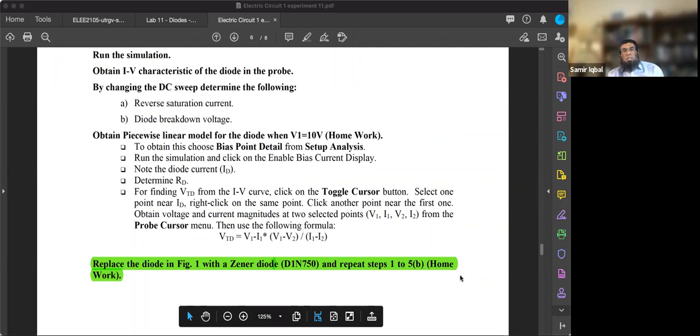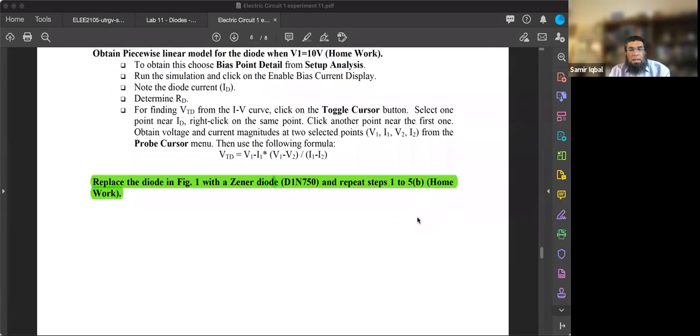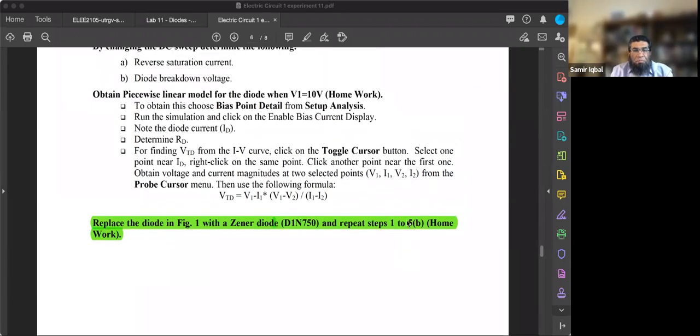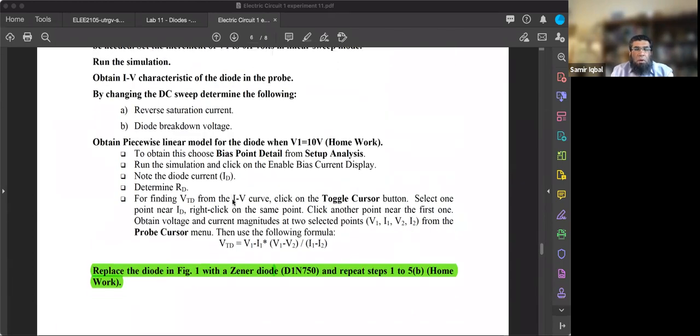And then you'll change to a Zener diode. Zener diode, where the breakdown is very steep, right? It's just a short circuit. The voltage doesn't change. So we use a Zener diode as a voltage regulator because whatever you do, the voltage will not change. There's no change in the voltage. It's stuck at that current. So then you will use Zener diode D1N750. You'll repeat the same steps for that, 1 to 5 here. Piecewise linear model for that.